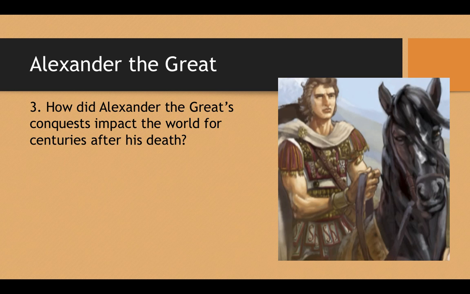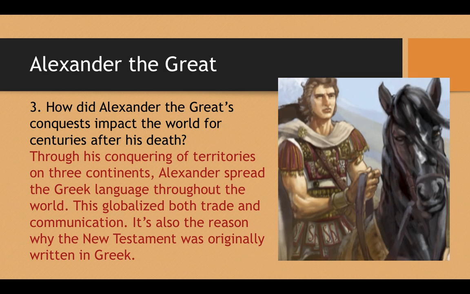So Alexander's conquest impacted the world for centuries after his death for a couple of reasons. Through his conquering of territories on 3 continents, Europe, Asia, and Africa, Alexander not only spread his reign, his empire, but he also spread the Greek language throughout the entire world. So Greek really became kind of a global language. If you were going to learn a second language, Greek really was the language that you probably learned. And so it really became the language of commerce and trade, kind of like how English is today. And this really globalized both trade and communication.